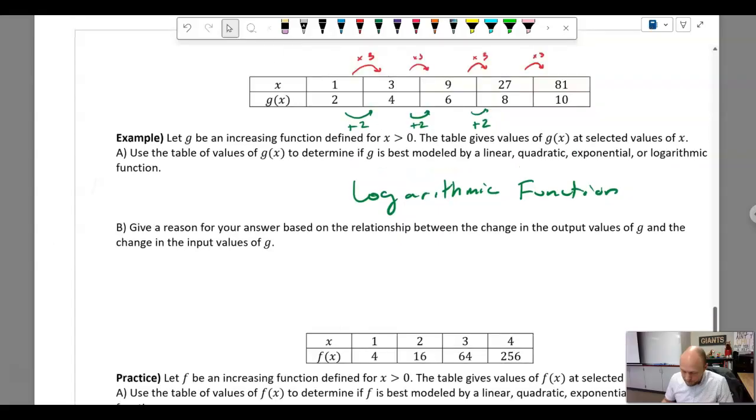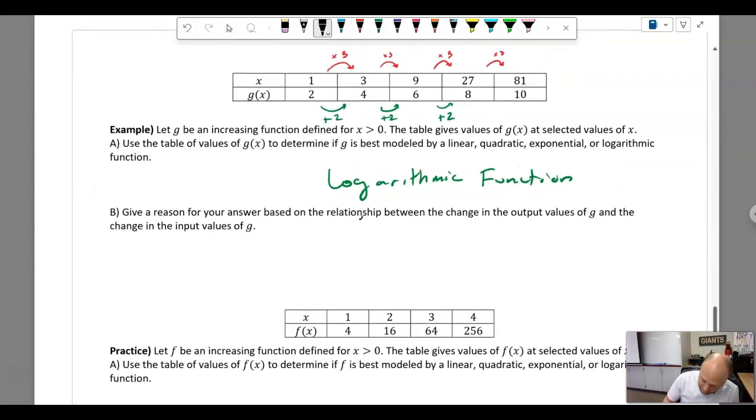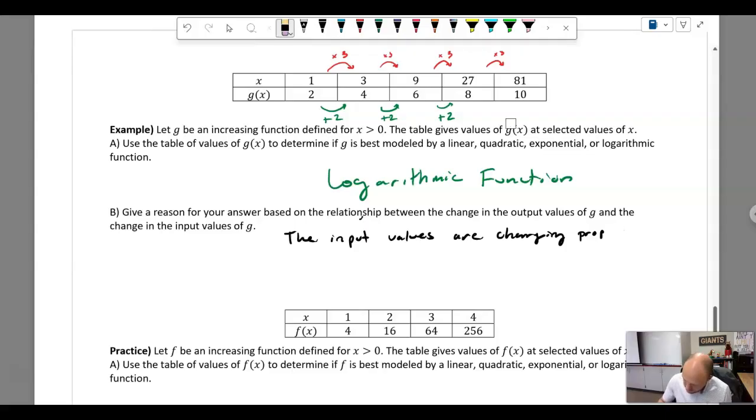So our reason for this is we can say the input values are changing proportionally. And then in parentheses, before I proceed, I'm going to go ahead and give an example. I'm going to say by a ratio of 3.